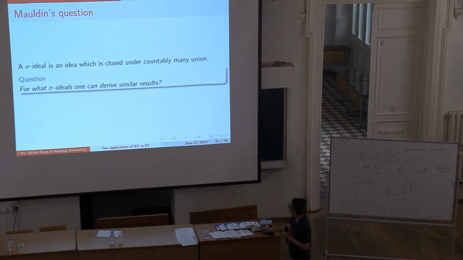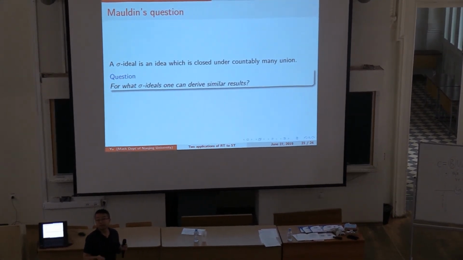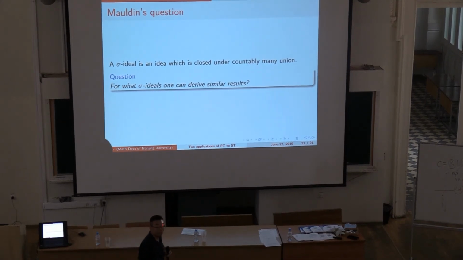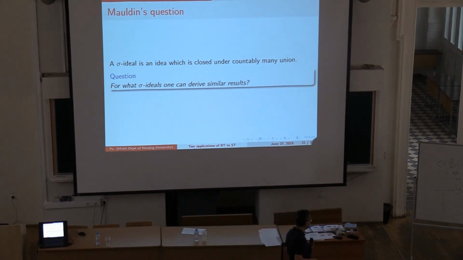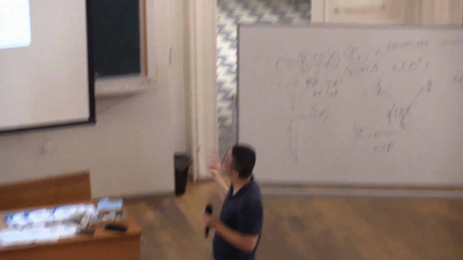So Mauldin, after he solved this question, then asked more general questions. So a sigma ideal is an ideal which is closed under countable union. So like null sets, the collection of null sets is a sigma ideal. It's closed under countable union, right? So for what sigma ideals can we derive a similar result? That means if we replace this F sigma ideal of null sets by other sigma ideals, well, then what can we prove?